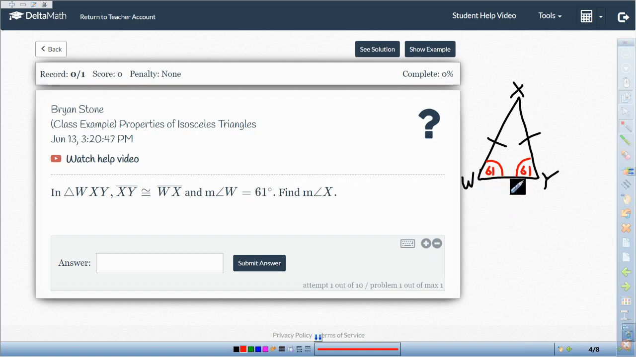If this is 61, we know this is 61. If they were asking just for angle Y, we'd be done. It'd be 61, right? But they want us to go a step further and find this top angle, called the vertex angle. We can just do the 180 thing, right? We take 180, subtract the two angles of a triangle, and we get the missing angle. So let's see what happens. Okay, I'm getting 58. So that is angle X right there, and that's what you can enter for your answer.